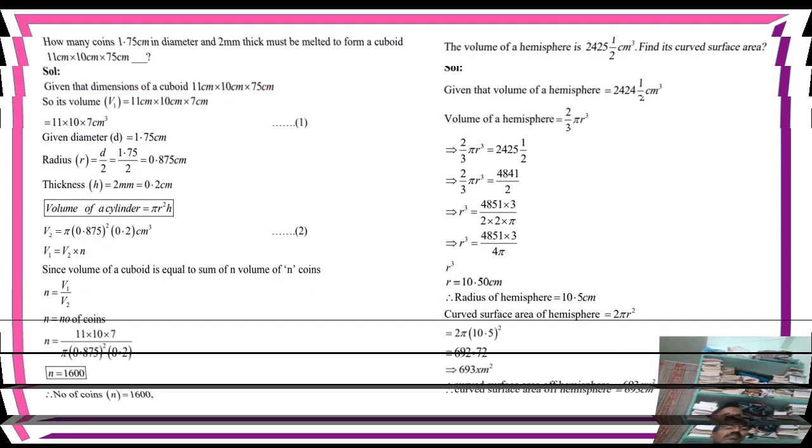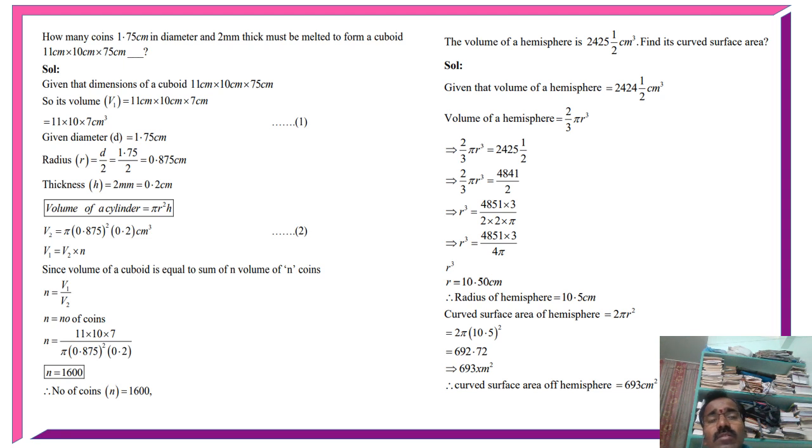Next, how many coins of 1.75 centimeters diameter and 2 millimeter thickness must be melted to form a cuboid? So volumes will be equal. Volume of cylinder must be equal to volume of cuboid. Then we get n into the smaller volume equals the bigger volume, 11 into 10 into 75. If you simplify the values, we get 1600. So 1600 such coins are possible.